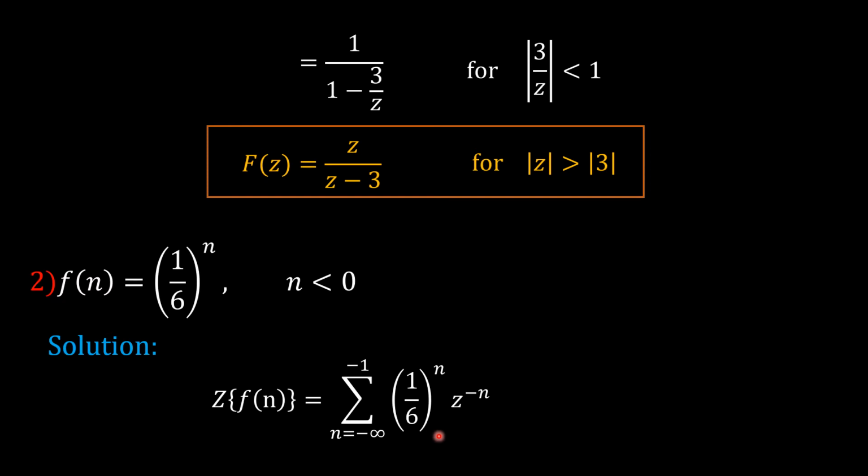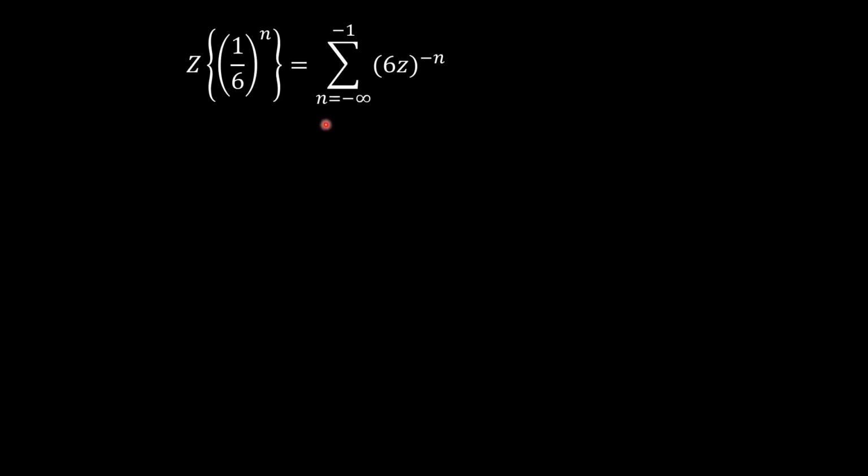1 by 6 raised to n, Z raised to minus n. Rewriting the right hand side, we get summation n equal to minus infinity to minus 1 of 6z bracket raised to minus n. Now replacing the values of n one by one, starting from minus 1, the biggest number, that will give us the expression 6z raised to minus of minus 1 plus 6z raised to minus of minus 2 plus 6z raised to minus of minus 3 plus so on.